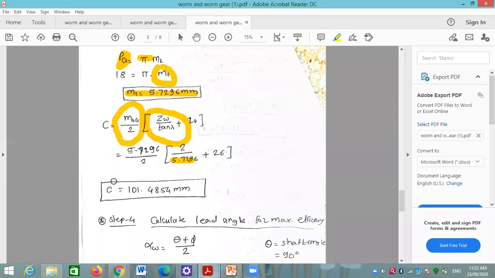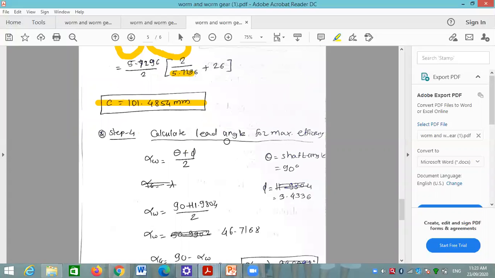And if we calculate this, we will get the center distance is equal to 101.4854 mm. We get the value of center distance is equal to 101.4854 mm. This is the center distance between the worm drive.